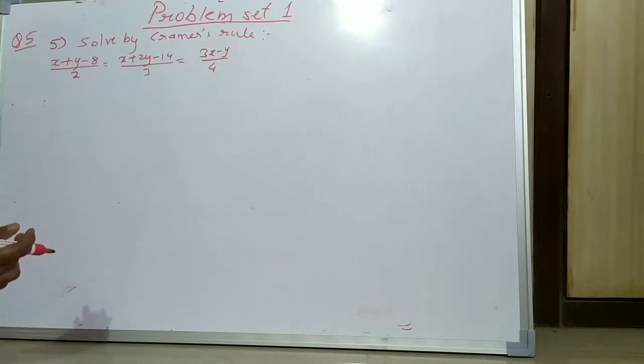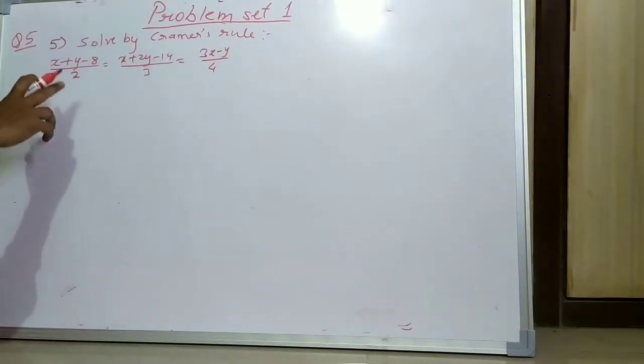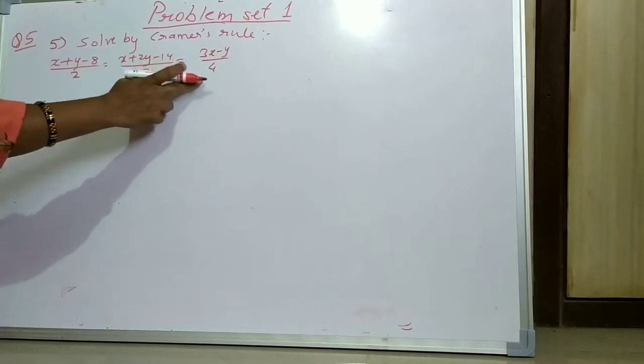Today we will study problem set 1 of lesson 1. Some questions I am going to show today. So question number 5. The question is: solve the following simultaneous equation by Cramer's rule. Now just observe this question. You have to solve this by Cramer's rule.